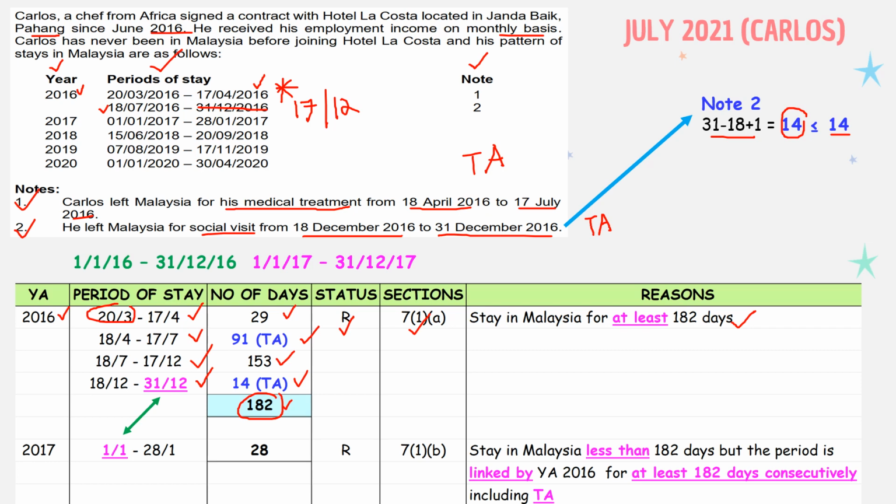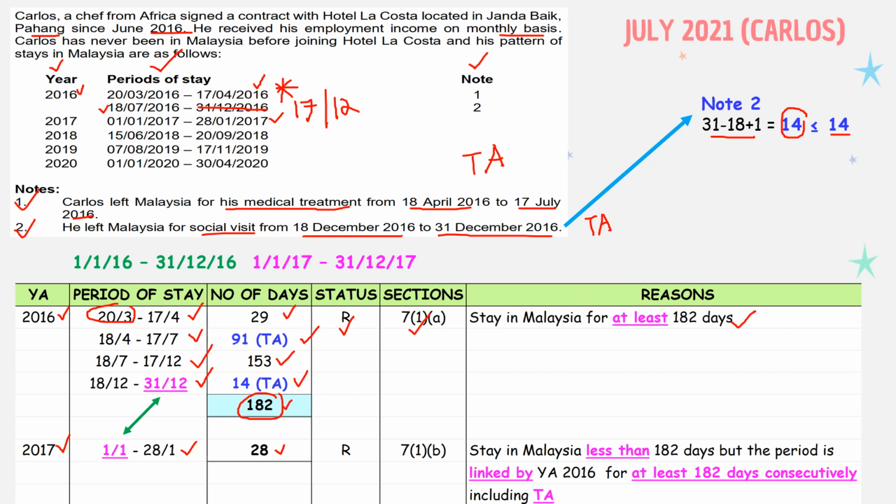Alright. 2017. Okay, record the period. 1st January until 28 January. So how many days? 28 days. Okay, guys, let's try to use A. Can we use A, everyone? Very clear. This one is less than 182, right? So we cannot use A.